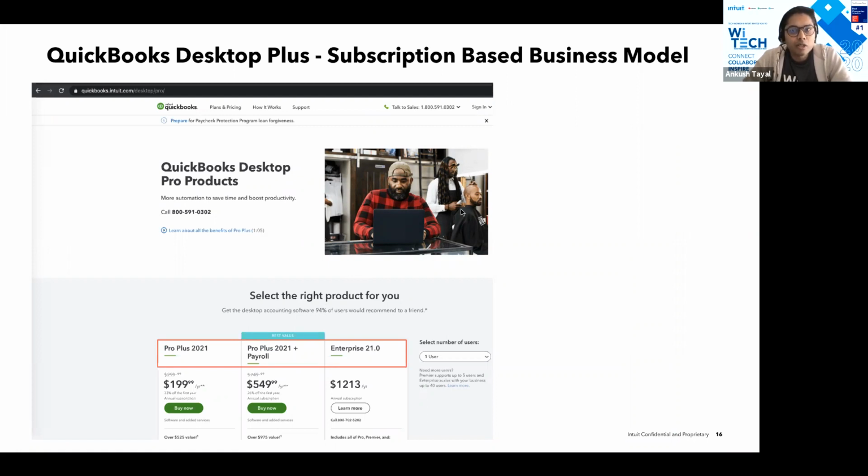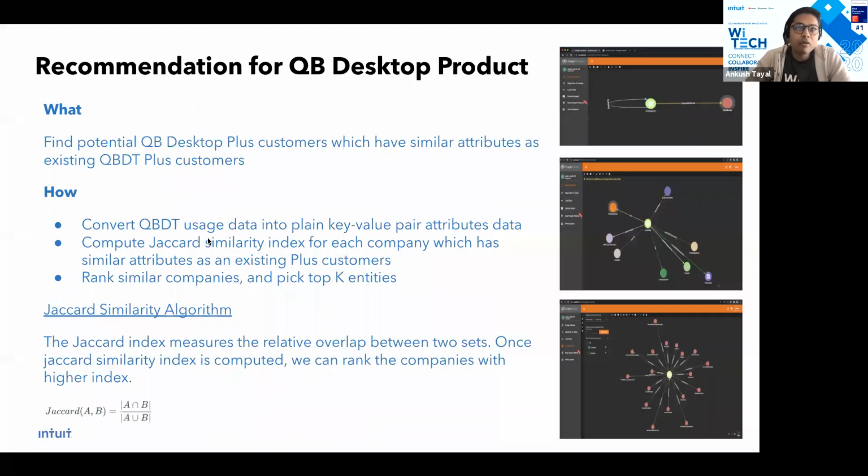And we have millions of customers across the globe, small and medium business owners who use this product on a daily basis. Recently, we shifted our business model from an outright model to a subscription based model, wherein we want to find potential customers who would benefit from a subscription based model. We call that a plus customer. So essentially, what we are looking for is a recommendation engine which can give us our potential plus customers.